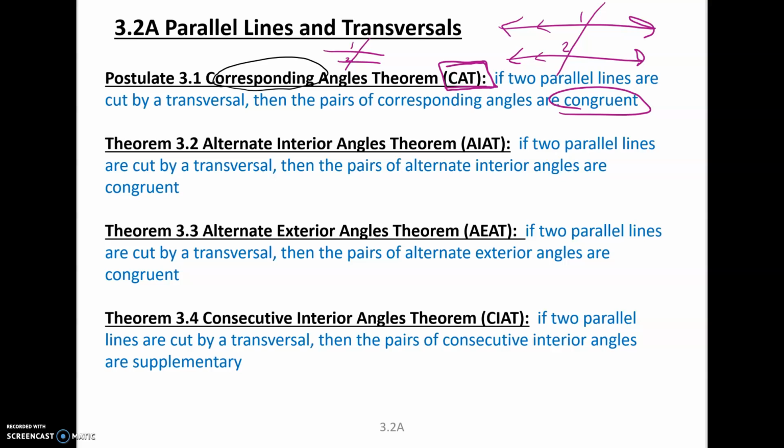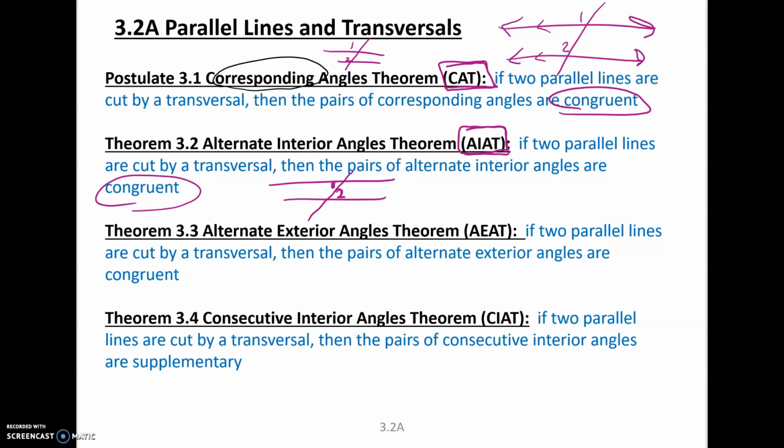My second one is your alternate interior angles. So we abbreviate that AIAT. This one says if 2 parallel lines are cut by a transversal, then the pair of alternate interior angles are congruent. So here I've got them opposite sides of my transversal, but inside those 2 parallel lines. So 1 and 2, my alternate interior angles are congruent.